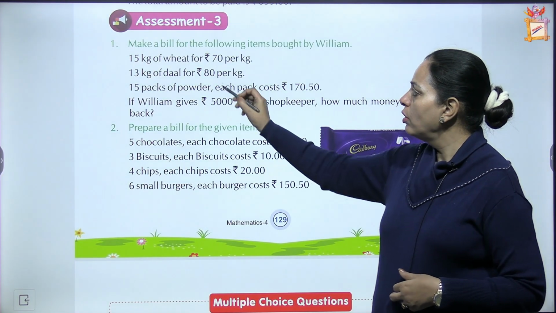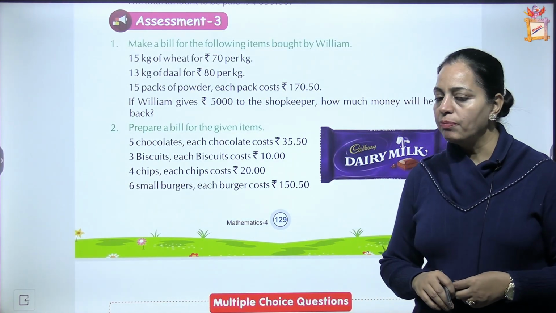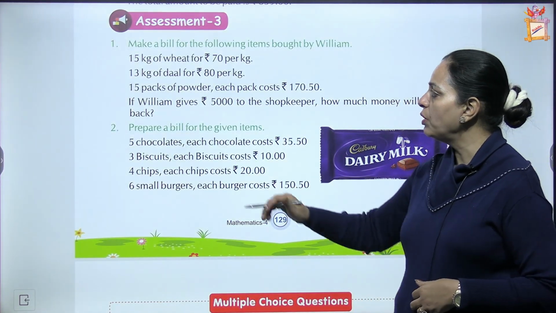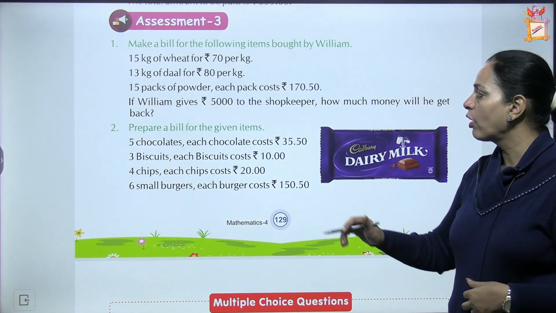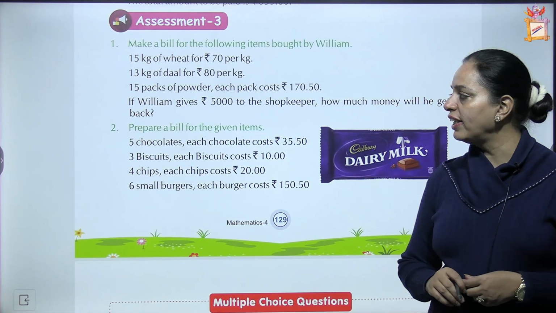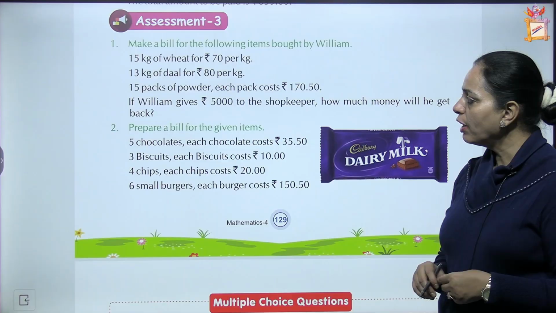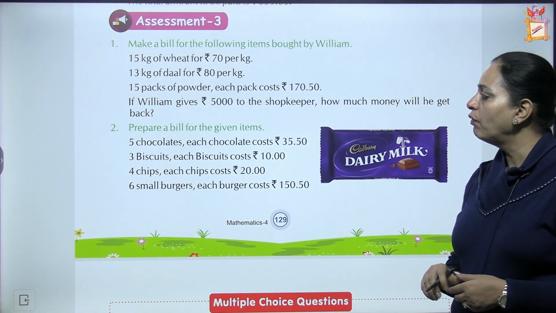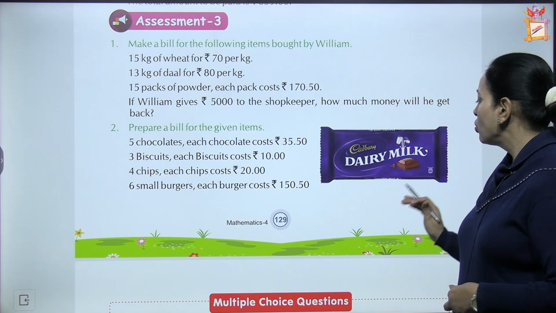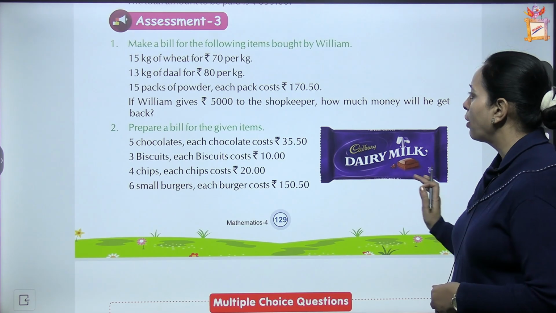So assessment 3, first question: make a bill for the following items bought by William, like 15 kg of wheat for rupees 70 per kg, 13 kg of dal for rupees 80 per kg, 15 packs of powder, each pack cost rupees 170 and 50 paise. So if William gives rupees 5000 to the shopkeeper, how much money will he get back? So first of all, you have to make a bill.